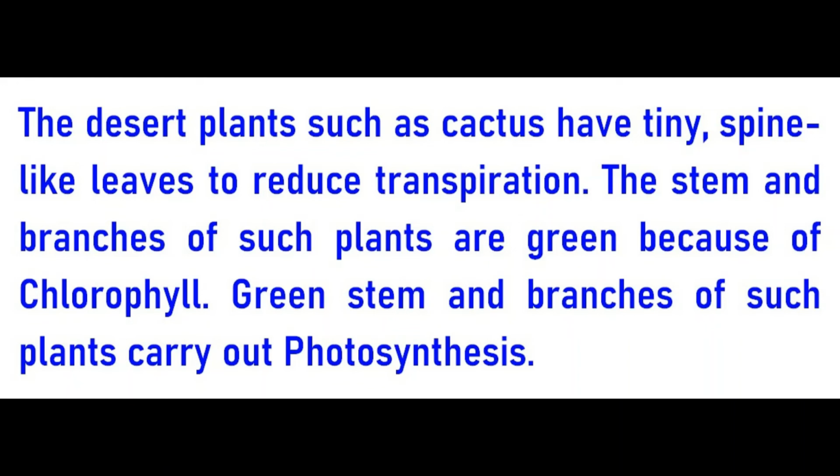So how do they go through the process of photosynthesis? The stem and the branches of such plants become green, because all the chlorophyll that should be in the leaves, and the leaves are not there. So this chlorophyll comes into the stem and the branches of such plants, and the green stem and branches of such plants carry out photosynthesis for them.